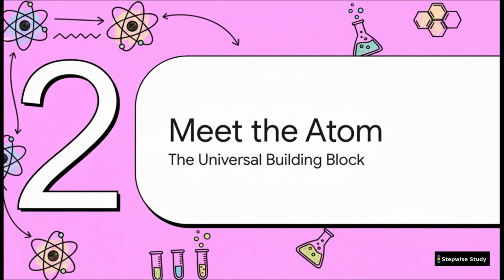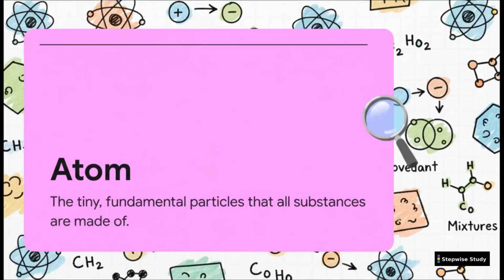All right, let's zoom in. I mean, way, way in. Past what any microscope on Earth can see, to the most basic, fundamental building block of all matter. That's it, the atom. Everything, and I mean everything, is made of atoms. You can think of them as the Lego bricks of the entire universe. It's as simple as that. But these bricks aren't just solid blocks. They have their own internal parts that decide how they connect to build everything we see and touch.